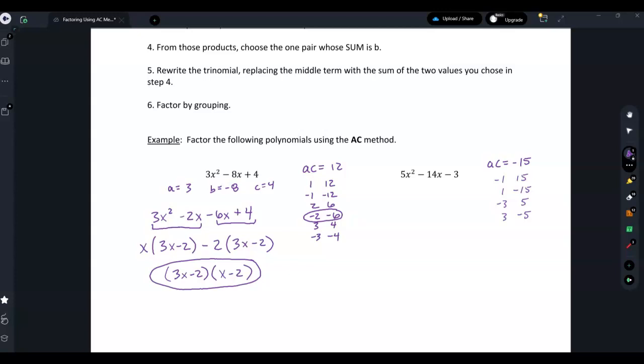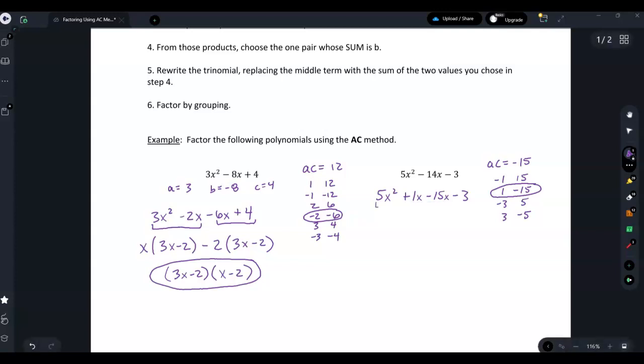I want to choose which pair of factors will add to give me my middle term. In this case, 1 plus negative 15 would give me negative 14. So I'm going to rewrite my polynomial, but instead of minus 14x, I'm going to write it as plus 1x minus 15x, and then bring down the minus 3. Technically, it wouldn't matter if you wrote that in a different order. If you had written 5x squared minus 15x plus 1x minus 3, your work would be different, but your answer will be the same. It doesn't matter what order you write those two numbers in.